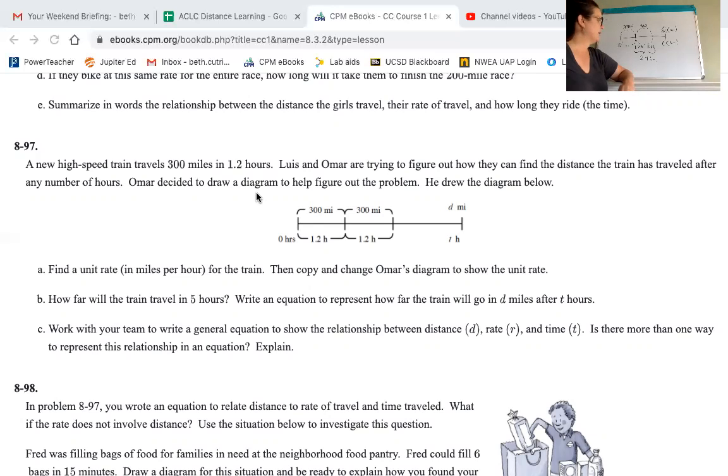So it's already pretty much done for us. We just have to use our calculator to divide 300 miles in 1.2 hours. We want it just to be 1 hour. So if we just divide those straight up, we'll get rid of that 1.2 hour. So we have 300 divided by 1.2 is 250. So the train is going to go 250 miles in 1 hour. You don't really even need to write that 1 hour. It's kind of implied.